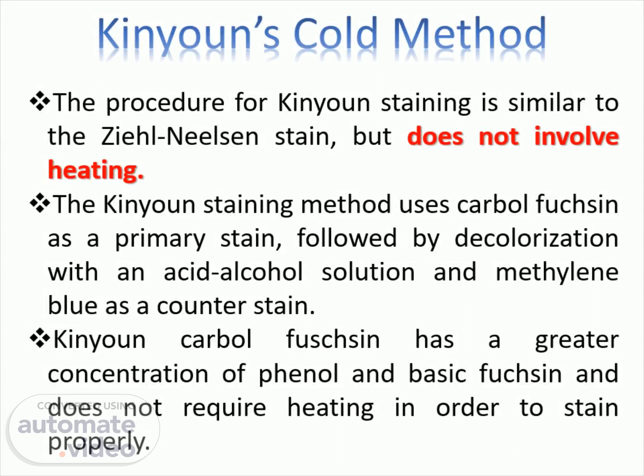The procedure for Quignon staining is similar to the Ziehl-Neelsen stain, but does not involve heating. The Quignon staining method uses carbol fuchsine as a primary stain, followed by decolorization with an acid alcohol solution and methylene blue as a counterstain. Quignon carbol fuchsine has a greater concentration of phenol and basic fuchsine and does not require heating in order to stain properly.